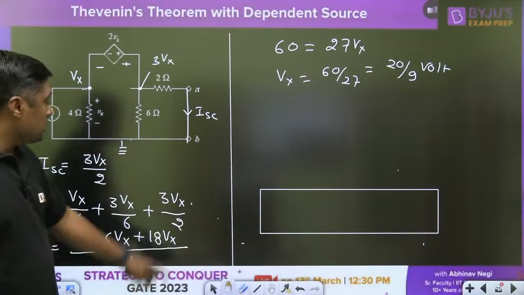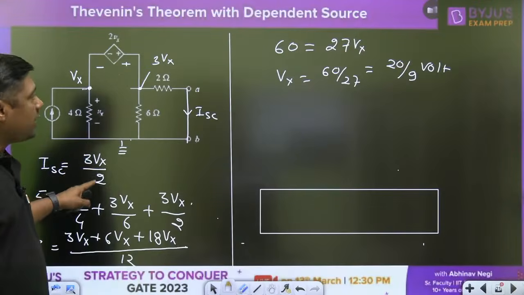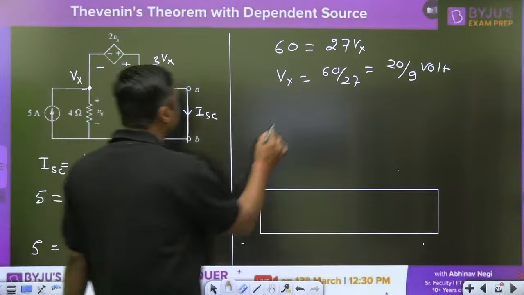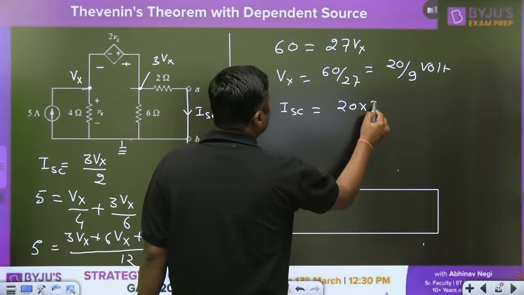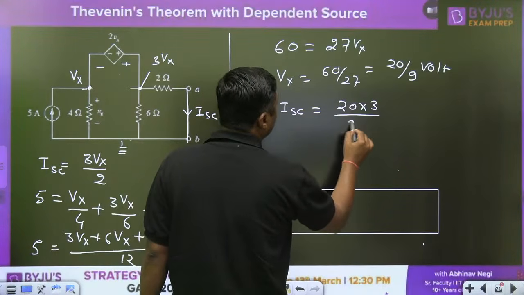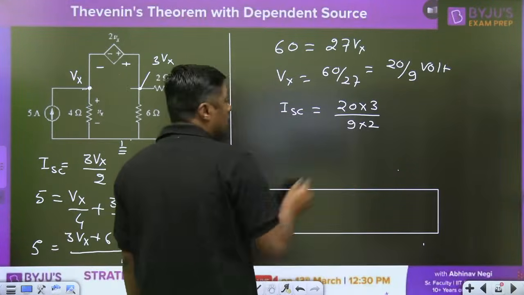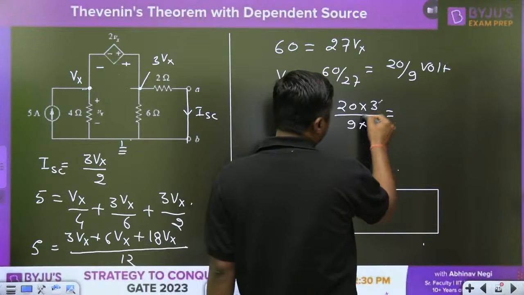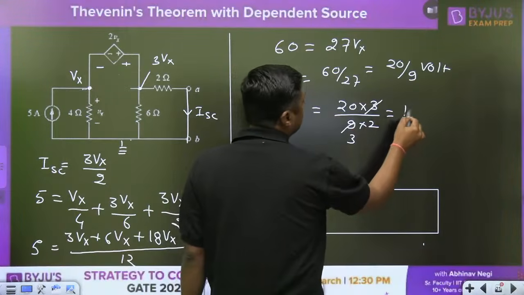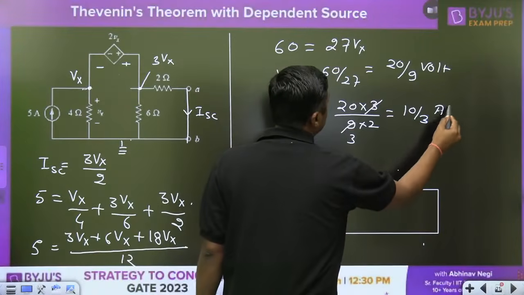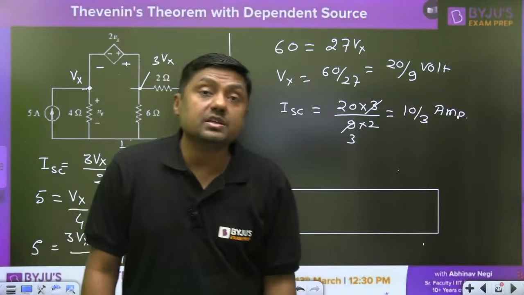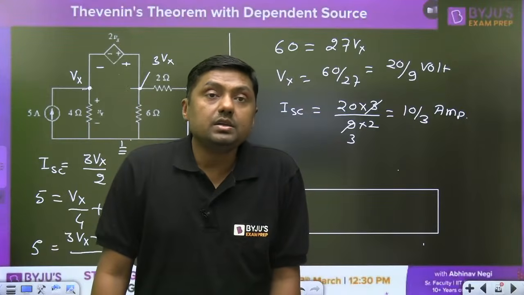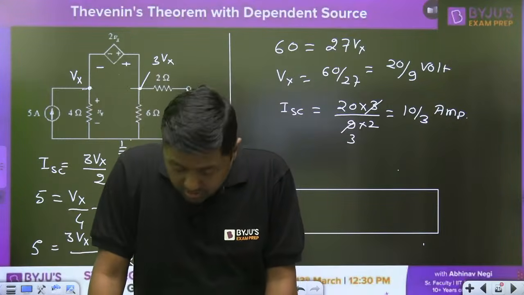20 divided by 9 volt. Now what is the ISC? 3 Vx by 2. That's why ISC will become 20 into 3 divided by 9 into 2. So this has become 10 by 3 ampere. This is the ISC.